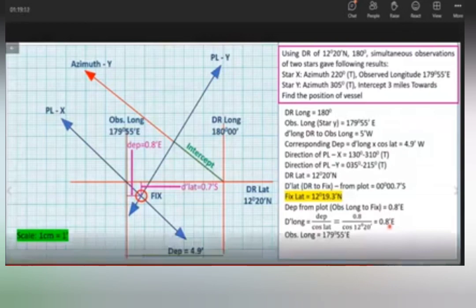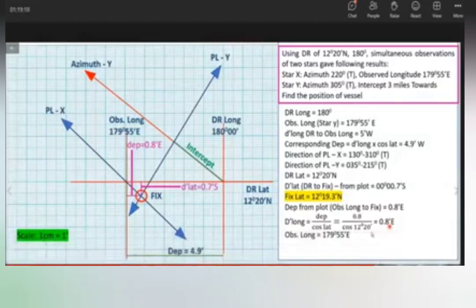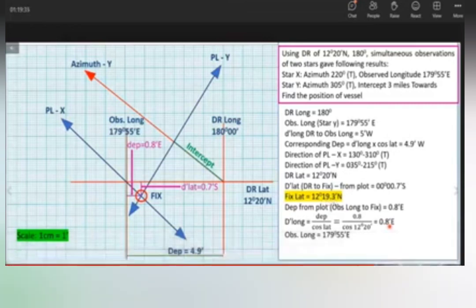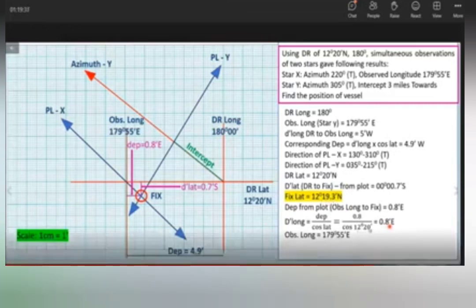Now beta, here let me explain. This latitude which they have used, cos of 12 degree 20 minutes, is basically the mean lat between the fix and the reference latitude. In our case, it will be the mean of 12 degree 20 minutes and 12 degree 19.3 minutes. So that is actually 12 degree 19.7 minutes. So it's rounded off to the nearest minute. So again comes at 12 20.